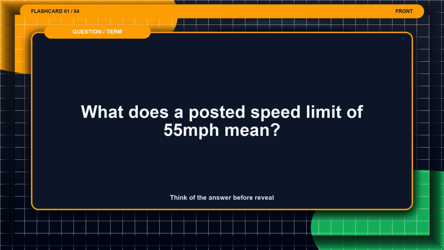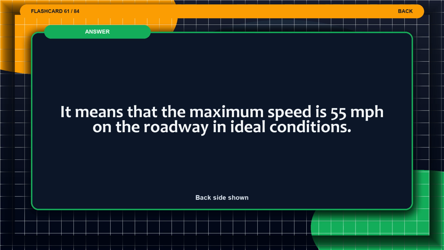Flashcard 61. What does a posted speed limit of 55 mph mean? Think of the answer before the reveal. The answer is it means that the maximum speed is 55 mph on the roadway in ideal conditions.